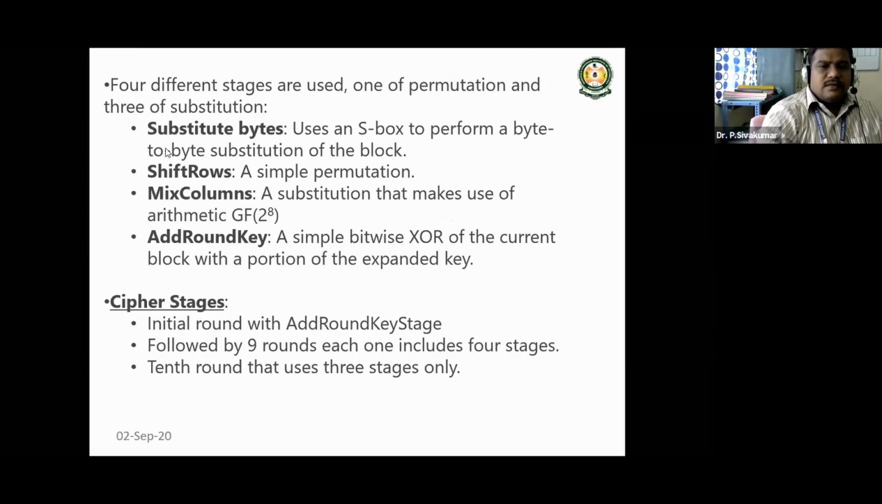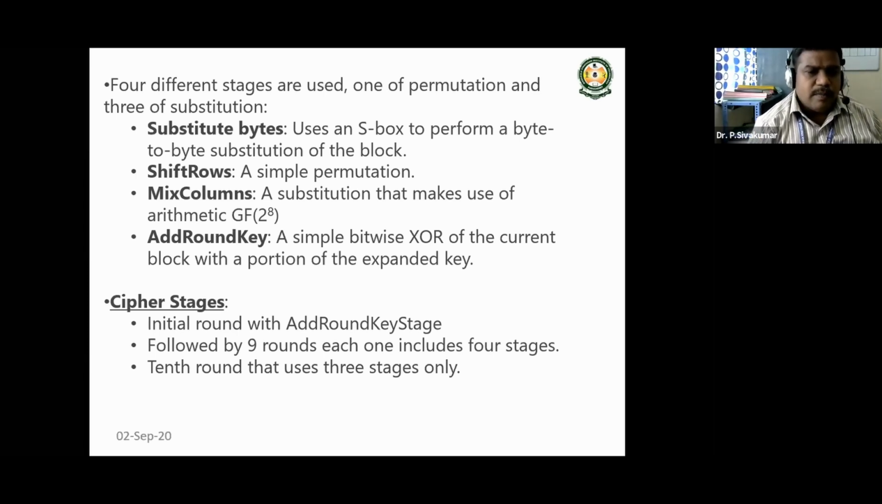The first one is substitute byte. You should clearly understand the terms of each operation: substitute byte, shift row, mix column, and add round key. So what are the stages in the cipher? You can understand this particular point once again. In the initial round, only the add round key stage is used. Initial round means the first part of that particular operation takes only the add round key stage.